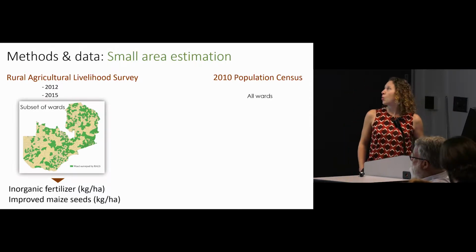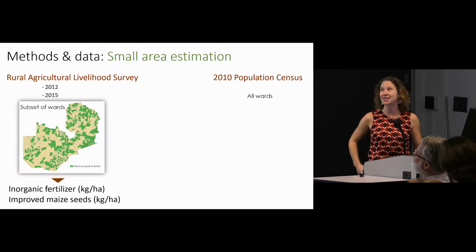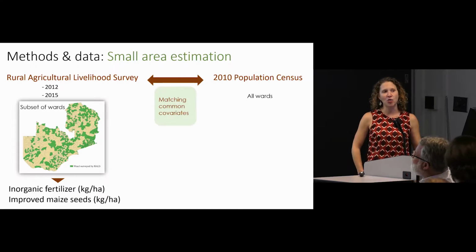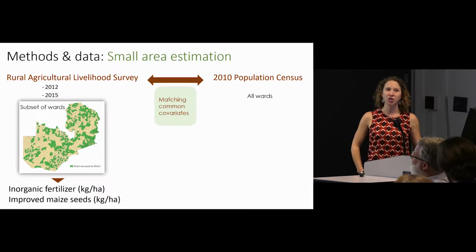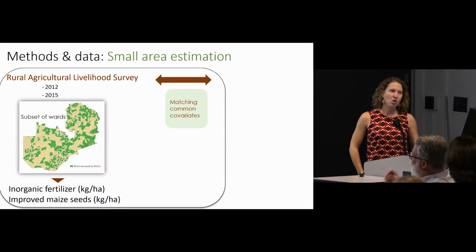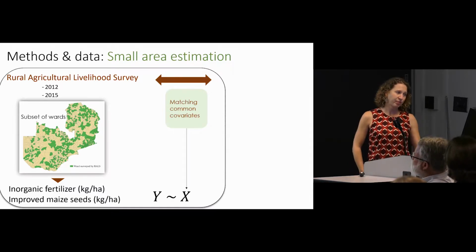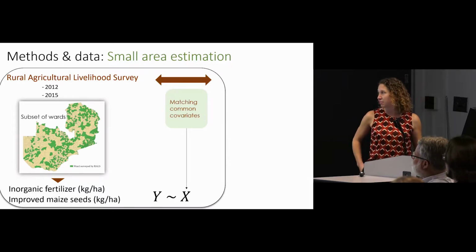The work of small area estimation is to also use a population census, a census that is representative of the whole country, and find matching covariates between the census that represents all the locations and those that are surveyed in sampled areas. Then with the survey data, we build a model with the matching covariates that predicts inorganic fertilizer and improved seed.